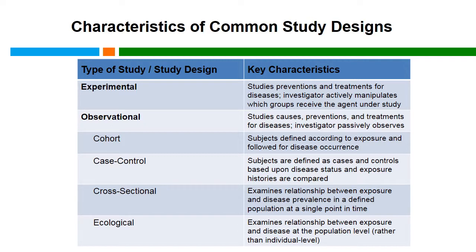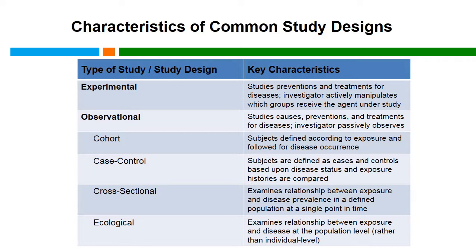So in a cohort study design, the subjects are defined according to their exposure and they're followed for disease occurrence. And we'll, again, go into detail on all of these in the next few slides. A case control study looks at subjects and defines them as either cases or controls based upon their disease status. And then you look at their exposure histories and compare the two to try to estimate an association between an exposure and the disease outcome. Cross-sectional studies examine the relationship between exposure and disease prevalence in a defined population at a single point in time. So here you're collecting both the exposure and the disease outcome at the same time. You're measuring both at the same time.